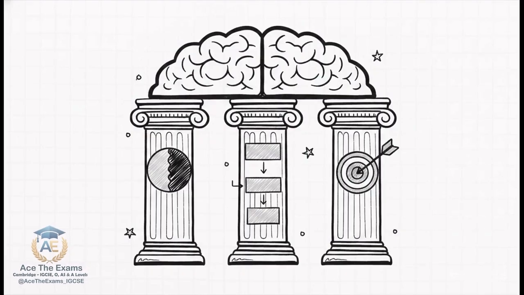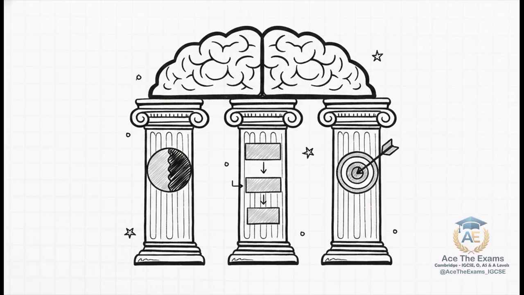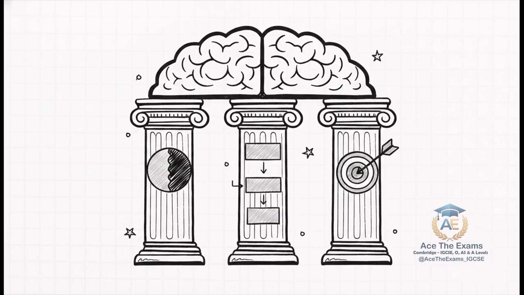So moving forward, you need to rebuild your revision sessions around these 3 pillars. Start with the core contrast so you avoid confusing similar terms, walk through a worked example to understand the exact sequence of operations, and finally, test yourself with a scenario-based question to practice actually anchoring your knowledge.